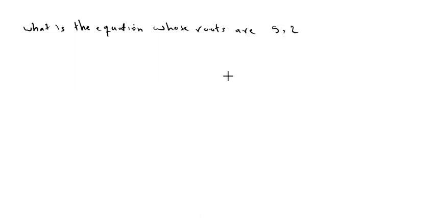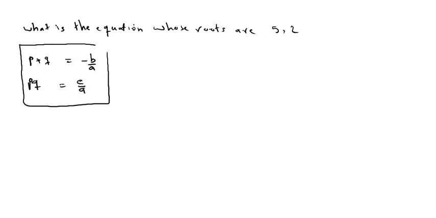Let's see another example. What is the equation whose roots are, for example, 5 and 2? The same, we need to use the sum and product formula. The sum p plus q equals the middle term, minus b over a, and p multiplied by q equals the last or constant term. So the standard formula is x squared plus b over a x plus c over a equals 0.